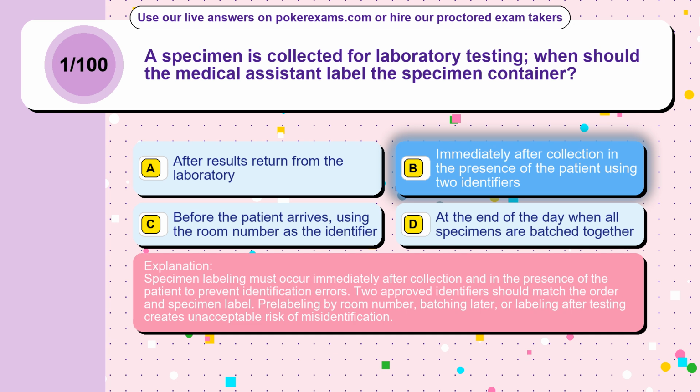Specimen labeling must occur immediately after collection and in the presence of the patient to prevent identification errors. 2 approved identifiers should match the order and specimen label. Pre-labeling by room number, batching later, or labeling after testing creates unacceptable risk of misidentification.